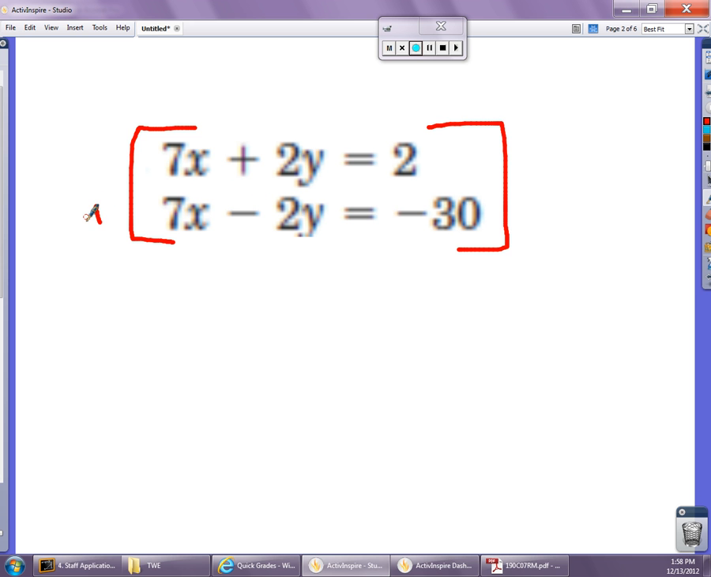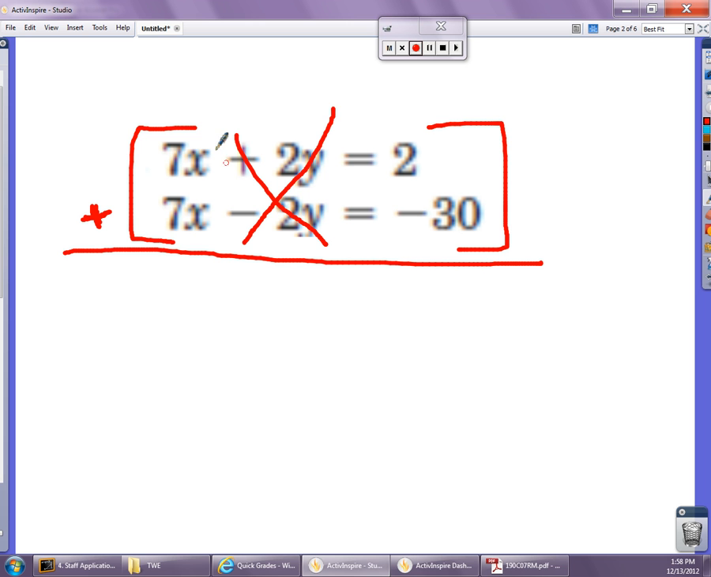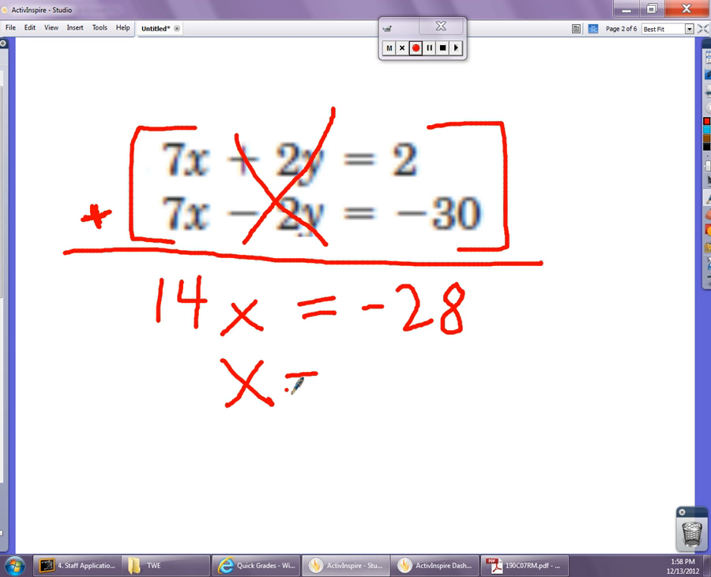Well, you're allowed to add the system. If you add both equations together, the positive 2y and the negative 2y totally cancel out, in other words, eliminate. But you still have to add everything else. So 7x plus 7x is 14x. Bring down the equal sign. And 2 plus a negative 30 ends up being negative 28. Last step is to divide both sides by 14, and since you only have an x left, x equals negative 2.